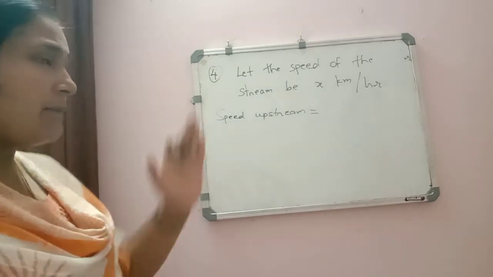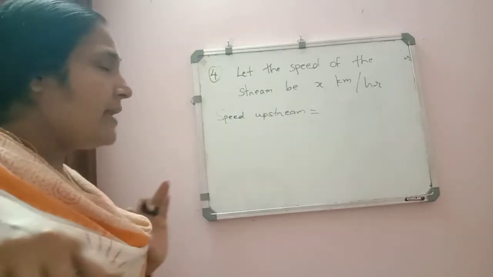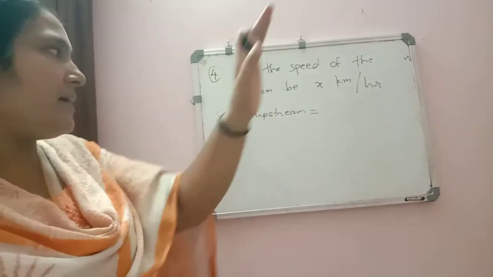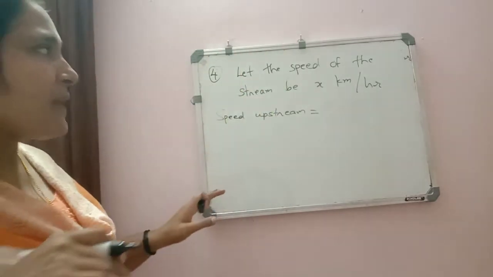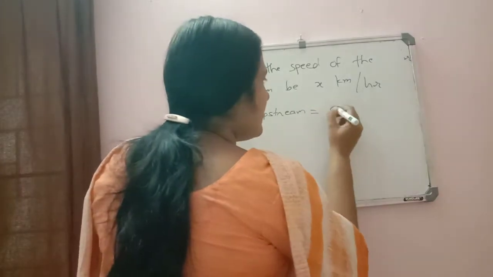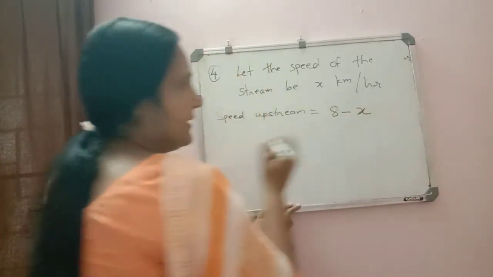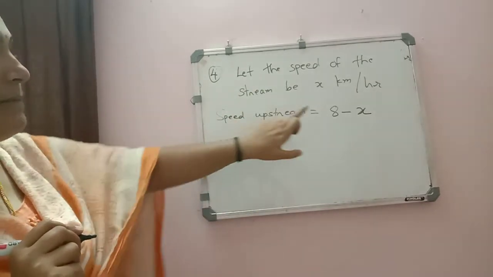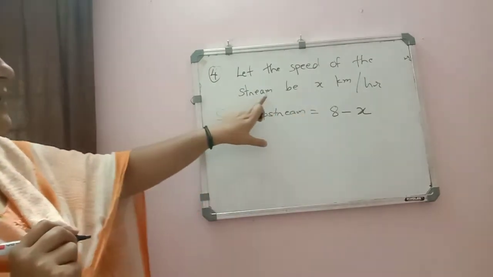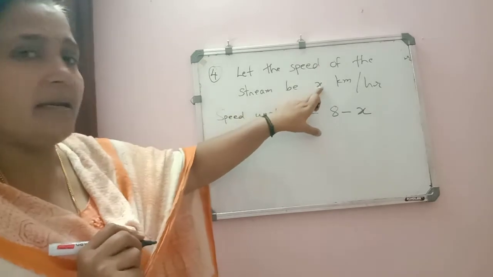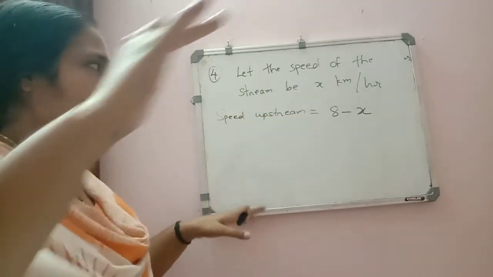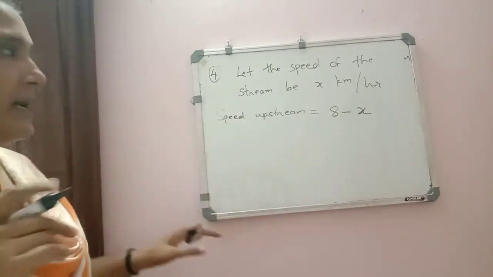If you are going upstream, you are going against the direction of the stream, so you have to work more there. In that case, our speed upstream will be equal to 8 minus x. I hope the method is clear to you. Speed of the boat is equal to x and speed of the stream we have taken x km per hour. So speed upstream we will take 8 minus x.